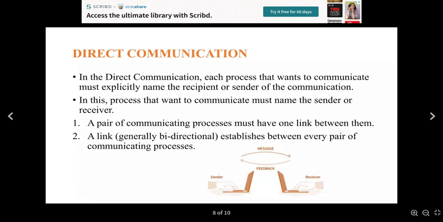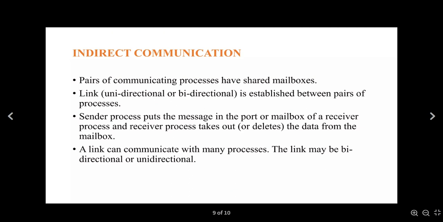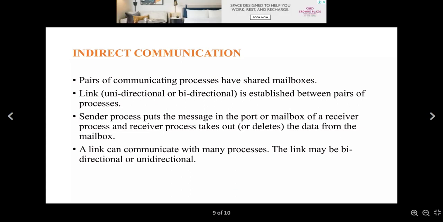Now we will be seeing direct communication. As you can already understand from the term, in direct communication each process that wants to communicate must explicitly name the recipient or sender of the communication. So the processes will be communicating directly. Like our process will be sending the message, it will receive the reply. There is no special mechanism involved in direct communication. But coming to indirect communication, we have already discussed it now. Indirect communication may take place using shared memory or message queue.